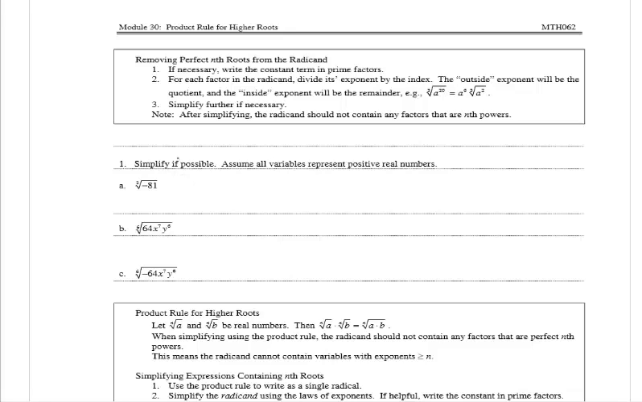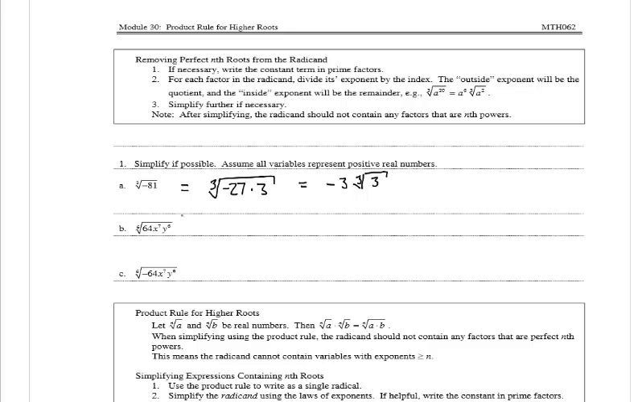In 1, simplify if possible, assume all variables represent positive real numbers. So in A, we have the cube root of negative 81. And we can rewrite that as the cube root of negative 27 times 3. And then the cube root of negative 27 is negative 3 times the cube root of 3.